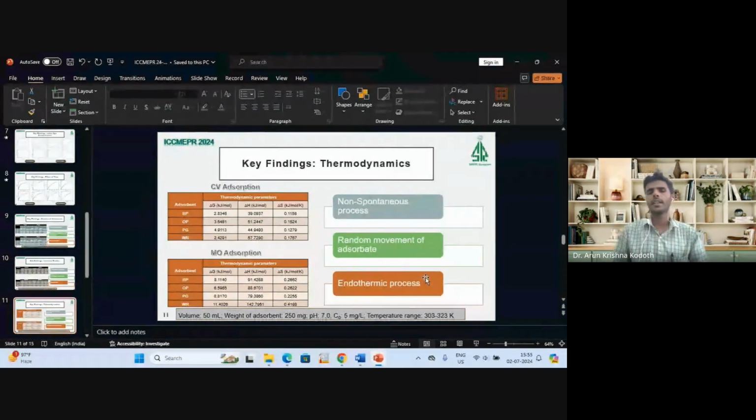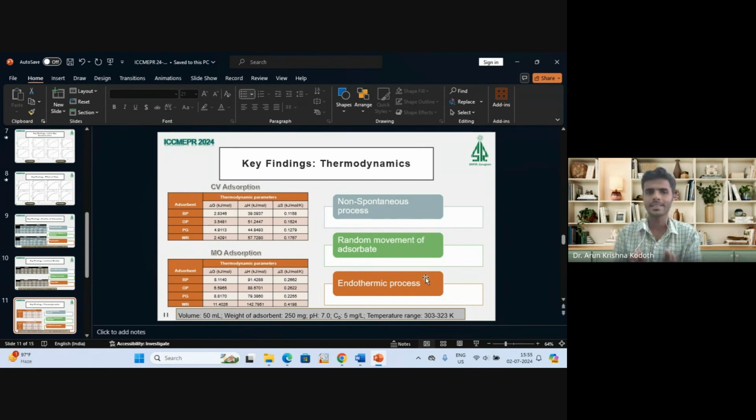And similarly, the positive value of delta S also indicates that there is a random movement of adsorbate molecules on the surface of the adsorbent, and this random movement could be due to the Freundlich adsorption isotherm model. We can explain with the support of the Freundlich model that the first layer of molecules gets adsorbed on the surface of this adsorbent, and again a second layer gets adsorbed on it, and maybe multi-layers are forming. Afterwards, as I told in the previous case, maybe after 6 hours, there may be a desorption process also.